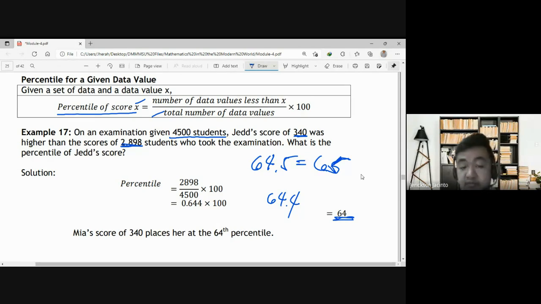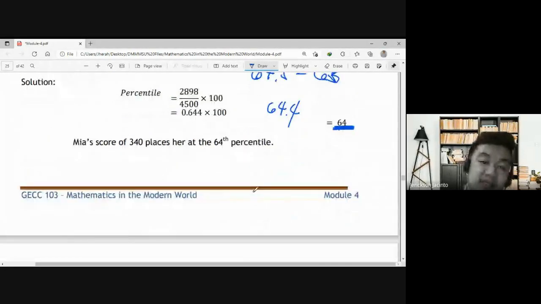Class, nakuha? So let's say yung 64 na percentile daw niya, that means siya yung pang 64th percentile. That means na 64% ay natalo niya. 64% ng lahat ng 4,500 na yon ay natalo ng score niya. Yun yung gustong iparating ng isang percentile.